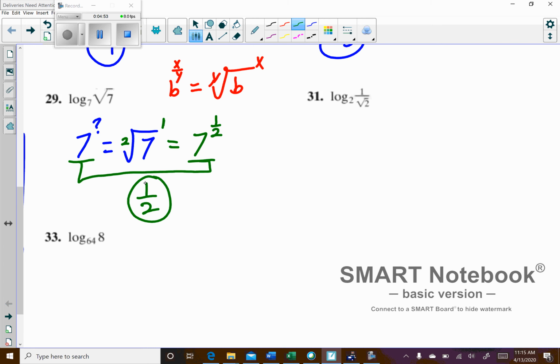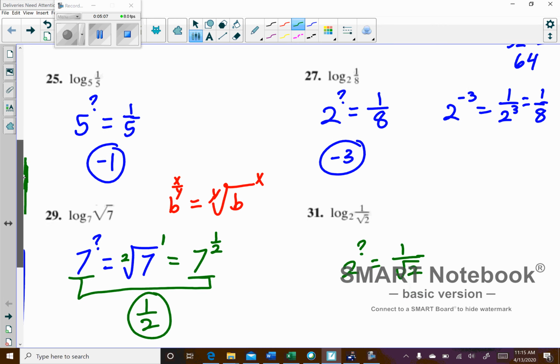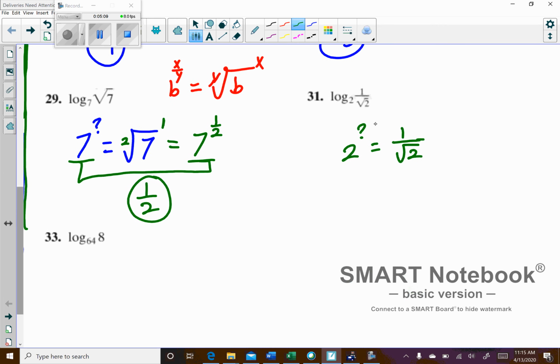Okay, 31, pretty similar. So we have 2 to what power is going to give us 1 over the square root of 2. So this is a combination of problem 29 and problem 25 up here. It's a combination of the two because you have a reciprocal taking place, but then you have a square root. Okay, so the reciprocal is going to mean that my exponent's negative, and then to turn it into a square root, that means that my exponent's got to be 1/2. So combine that together, it's negative 1/2.